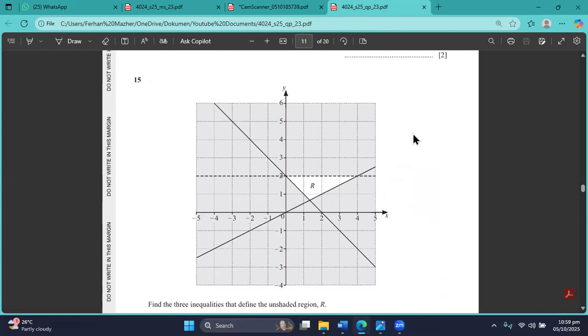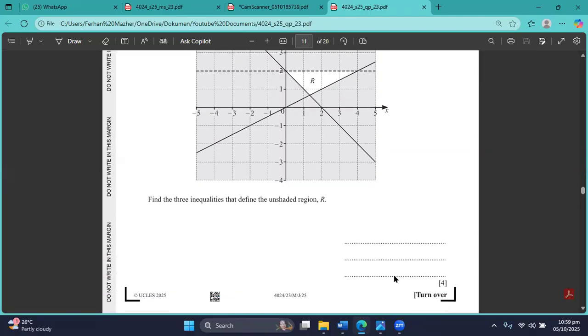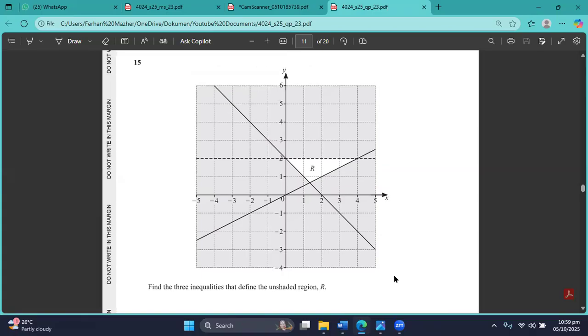Here we have question number 15. He says, these are the 3 lines. 2 are a continuous line. This line is dotted. This is the white area R. He says, find the 3 inequalities that define the unshaded region R. It's a 4-mark question. So very simple.